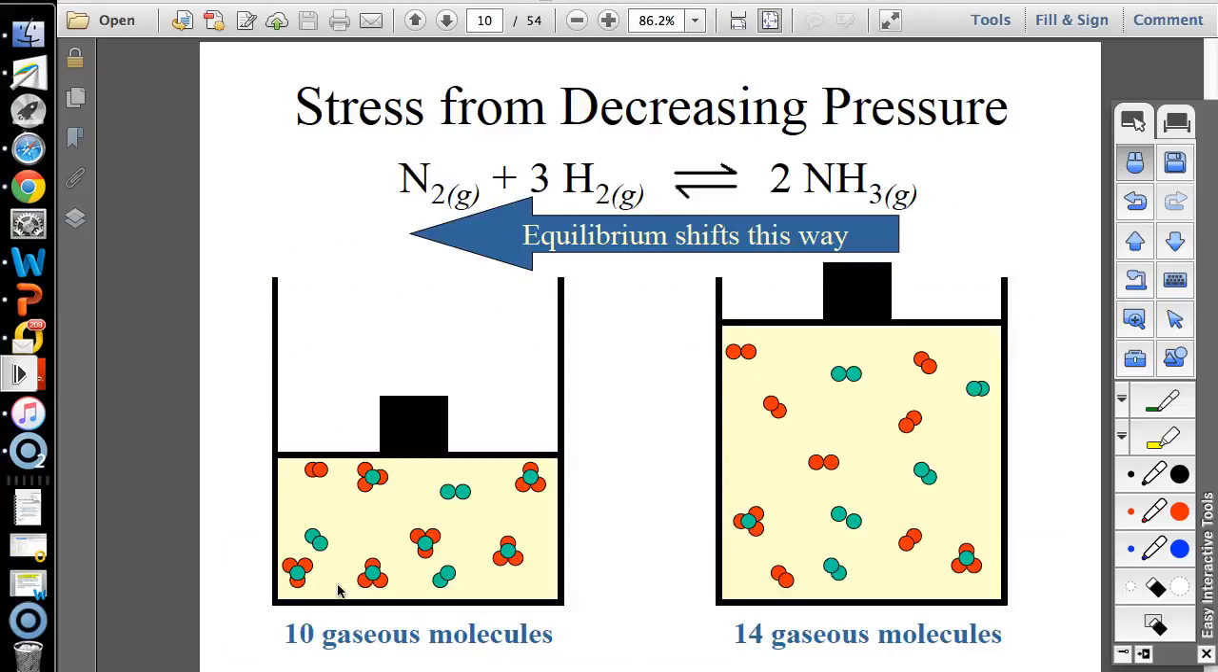So equilibrium is going to shift to the left, because I have 4 moles of gas up here versus 2. So same stuff, just backwards.